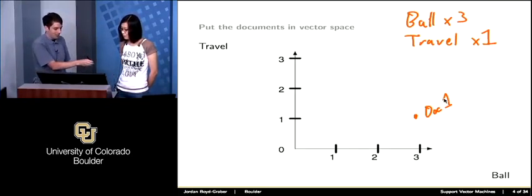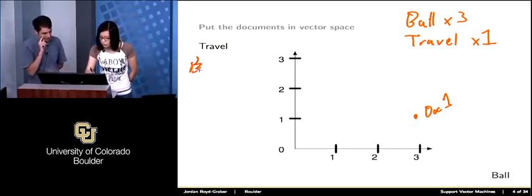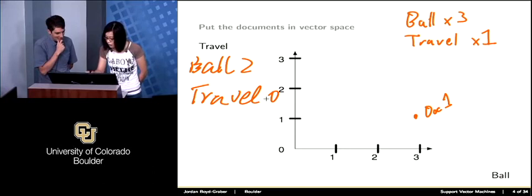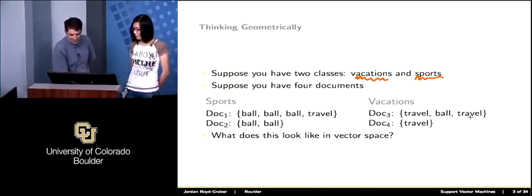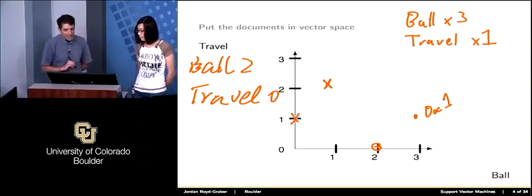And how about document 2? Where would that land? Document 2 has 2 balls and 0 travel. So it will land here. Yep, that's right. And now document 3 has 2 travels and 1 ball, so something like here. So let's make this an X instead. And then document 4 just has 1 travel here.